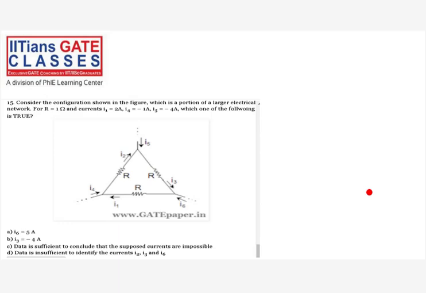So if you see this problem, R is given as 1 ohm here. I1 is given, I4 is given, I5 is given. So you need to comment about I2, I3 and I6, or if the data is insufficient, you should tell them.